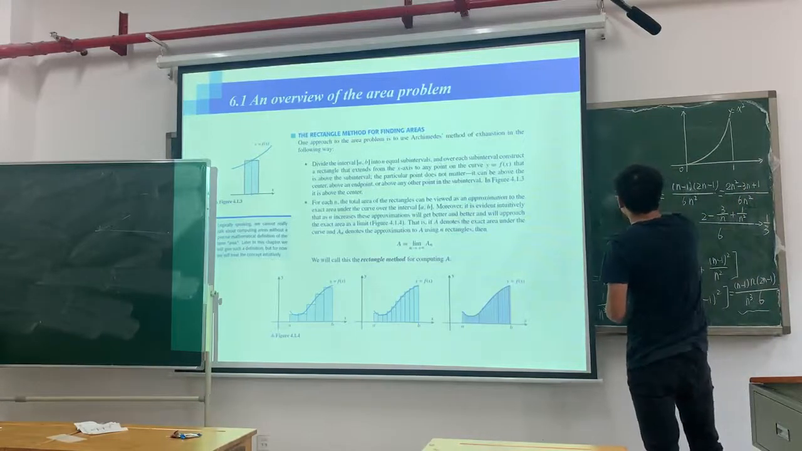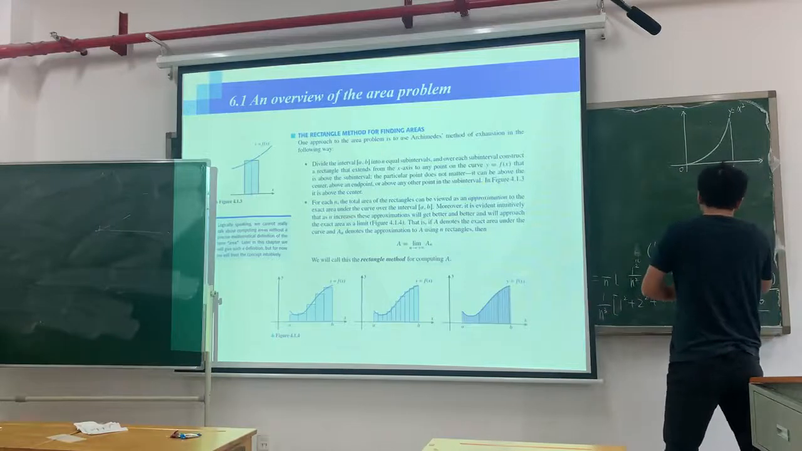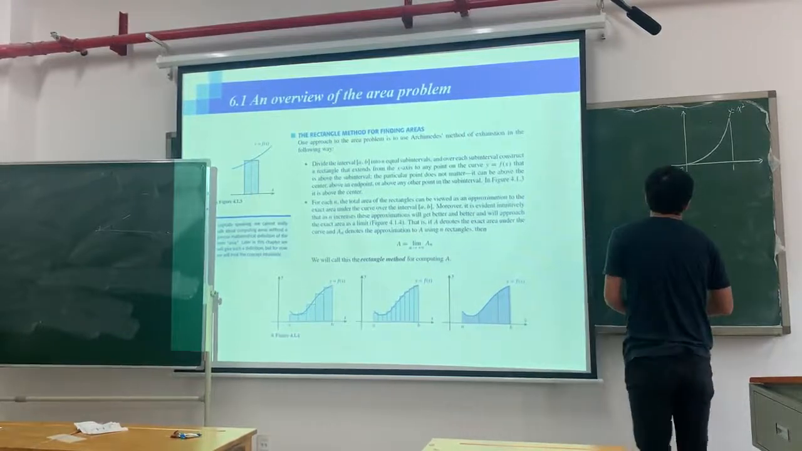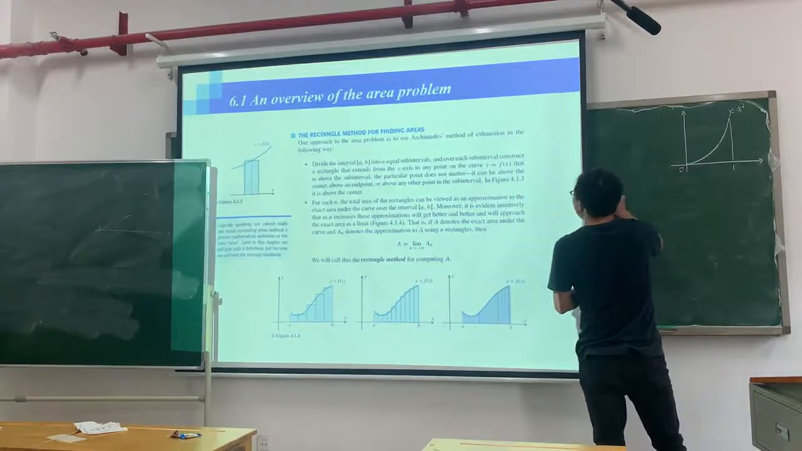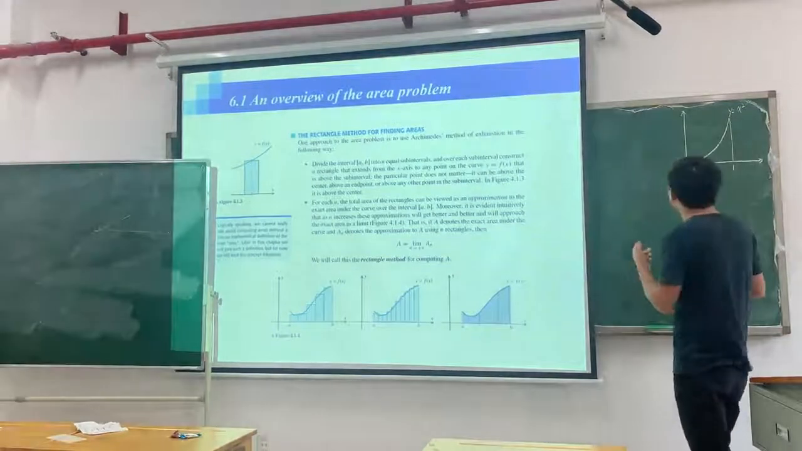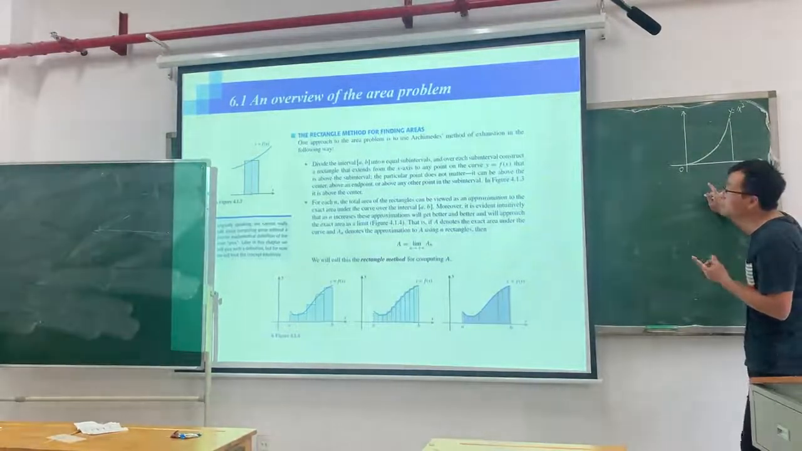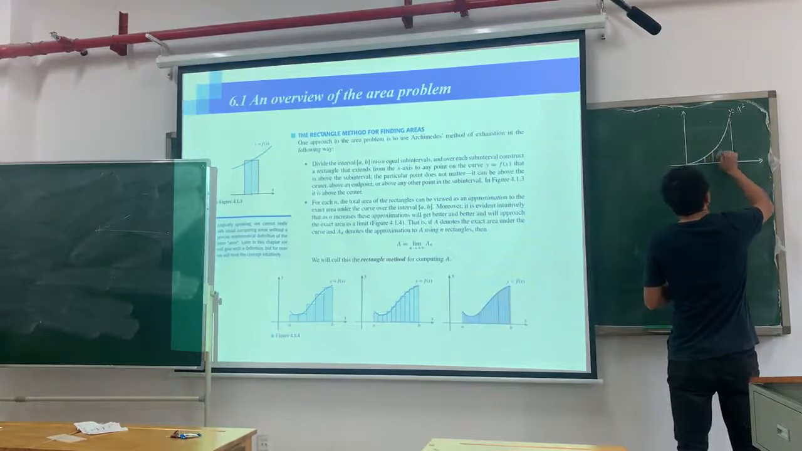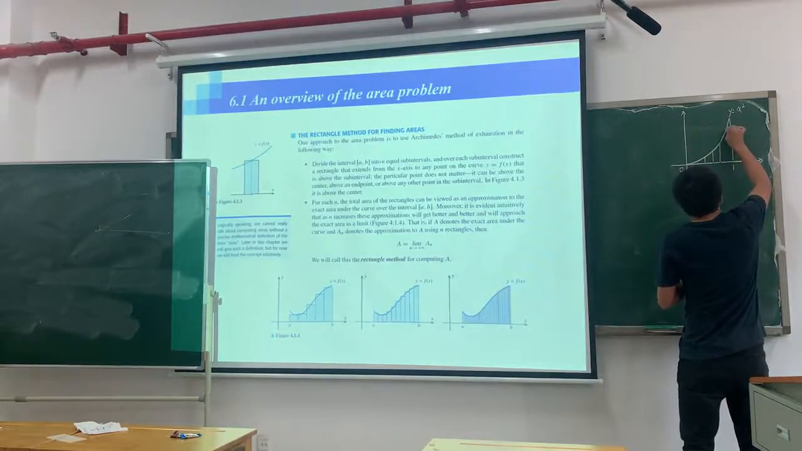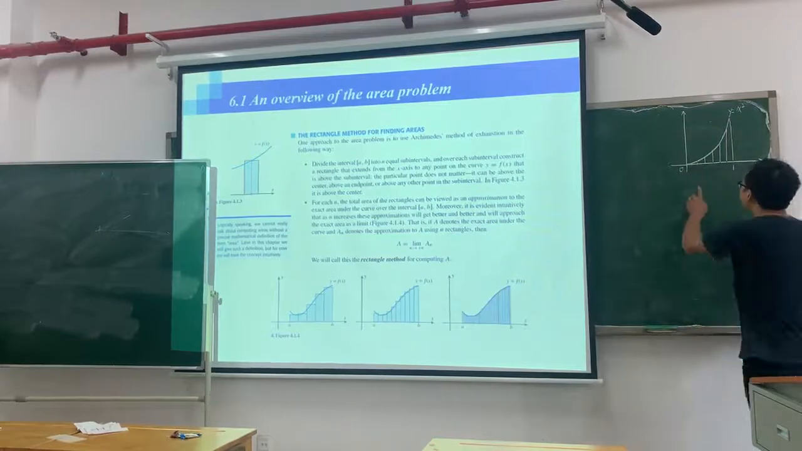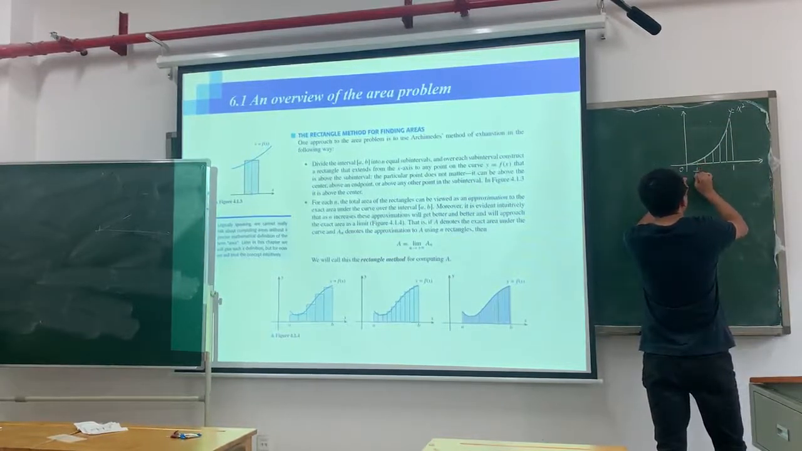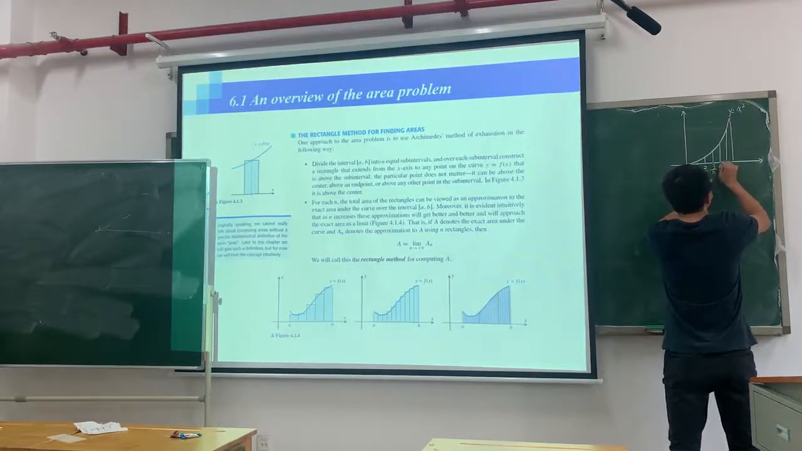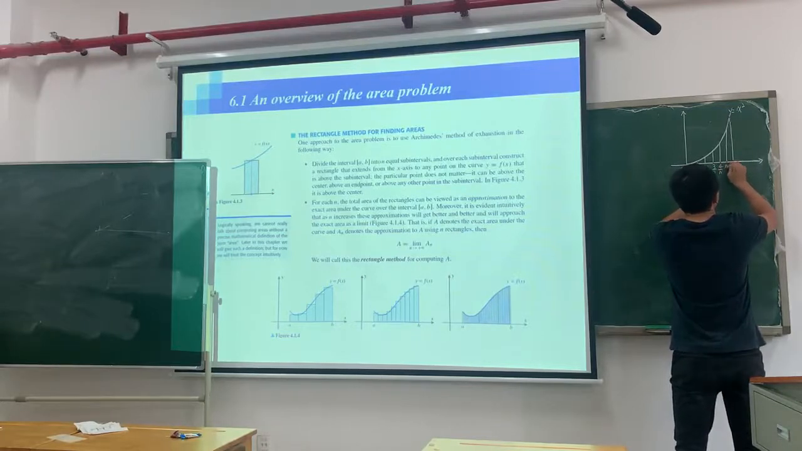Okay, we divide the closed interval 0 to 1 into n equal subintervals. So here this is the first, the second, the third, the fourth, go on like this. So here the first point is 1 by n, the second is 2 by n, the third is 3 by n, this is 4 by n, the last one is n minus 1 by n.